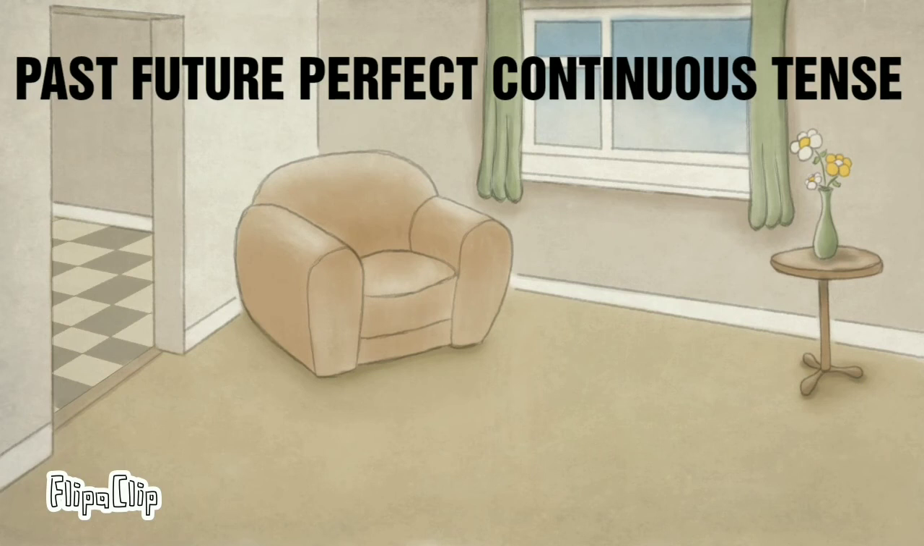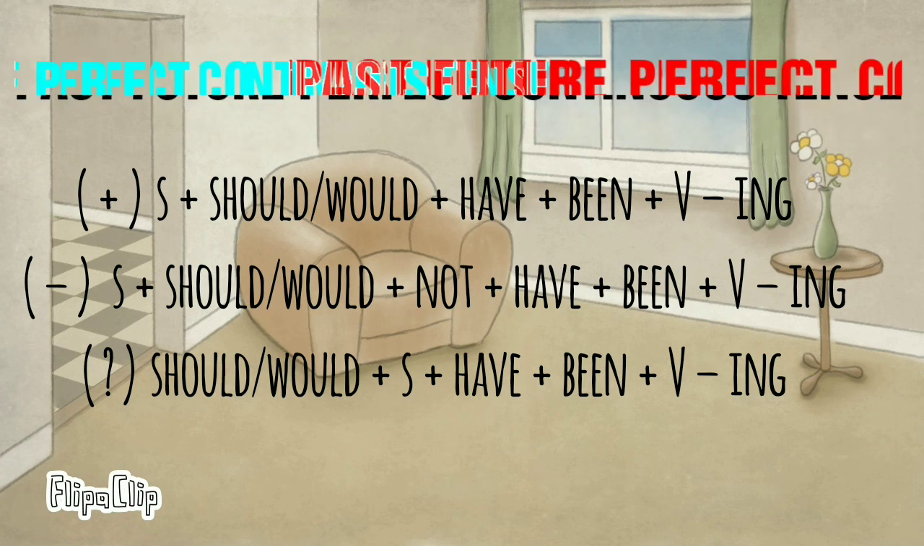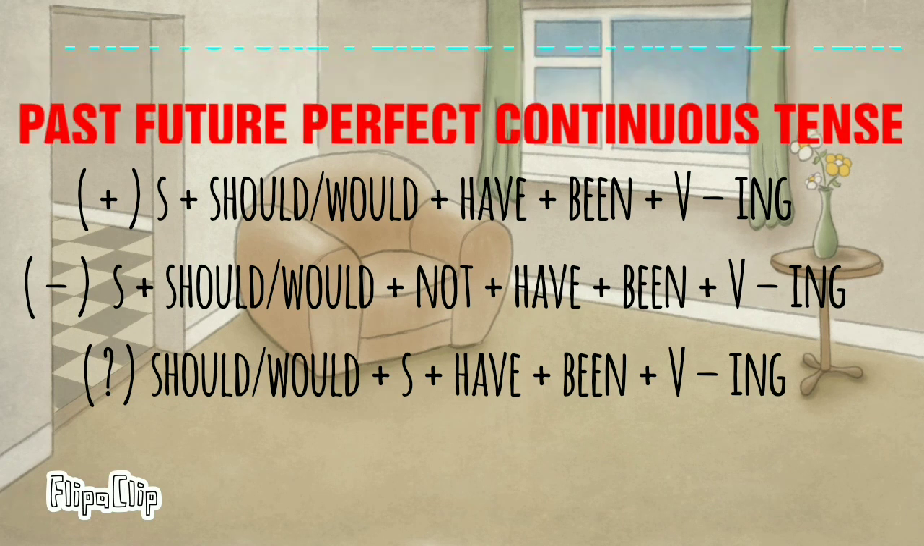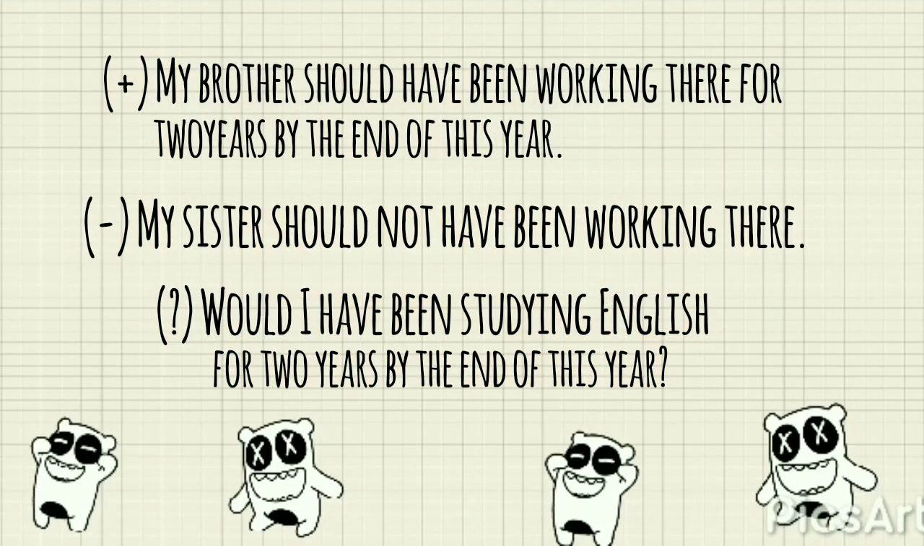Last is past future perfect continuous tense. The structures of past future perfect continuous tense, if statement, subject plus should or would plus have plus been plus base verb plus ing. If negatives, subject plus should or would plus not plus have plus been plus base verb plus ing. If question, should or would plus subject plus have plus been plus base verb plus ing.